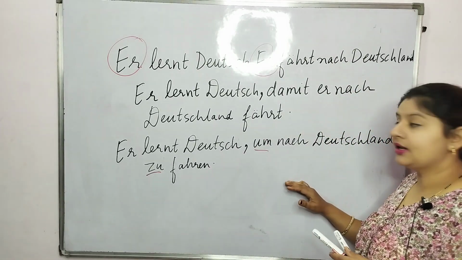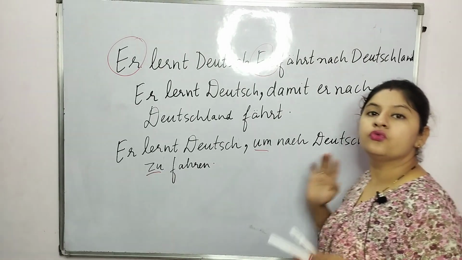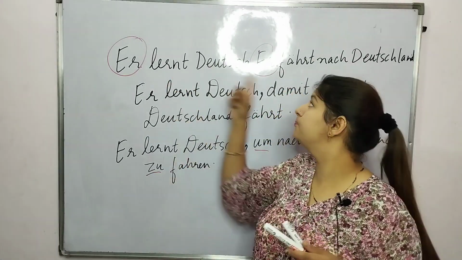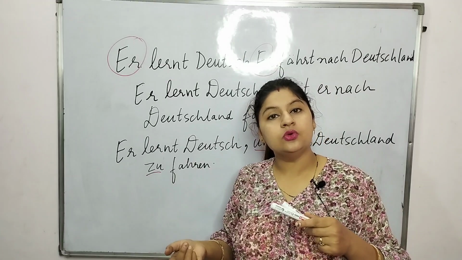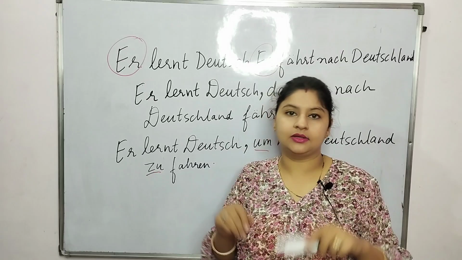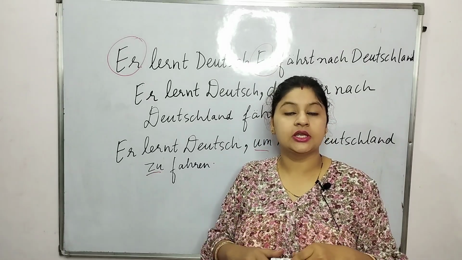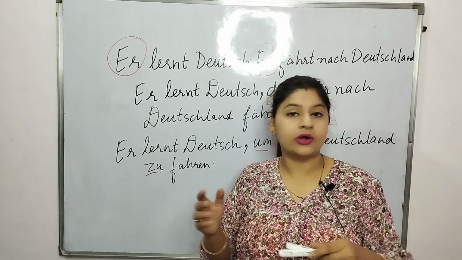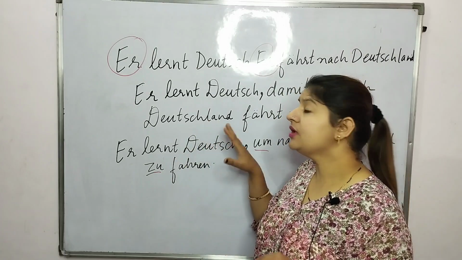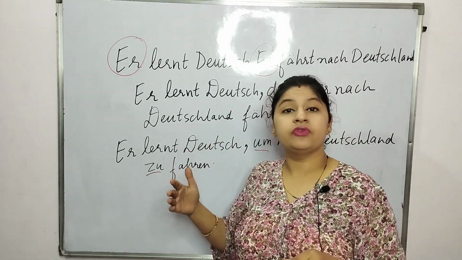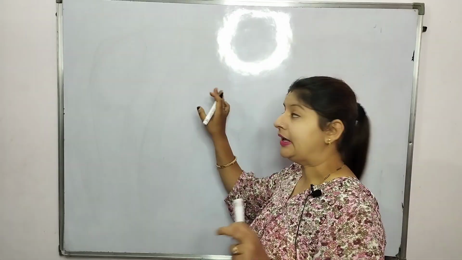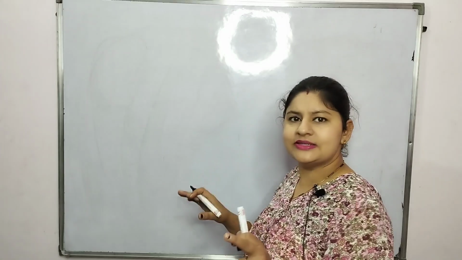Again I am repeating, when we talk about the same subject in both sentences, we can use both damit and um zu. But in some conditions we can only use damit, or I can say we cannot use um zu. So now we are going to see some sentences in which we cannot use um zu. Let's see some examples here. Here I am going to write very easy sentences.